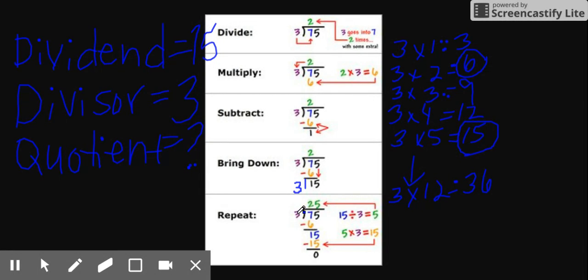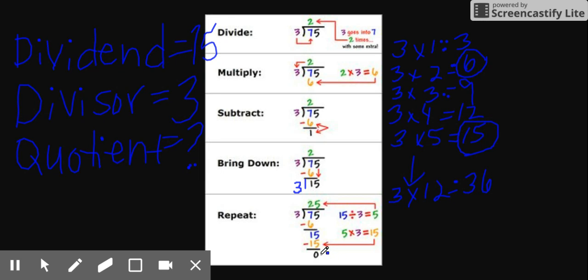I'm going to do 5 times 3 because the next step after I divide is multiply. So I'm going to do 5 times 3 is 15. Next step would be to subtract. 15 minus 15 is 0. I don't have anything to bring down.